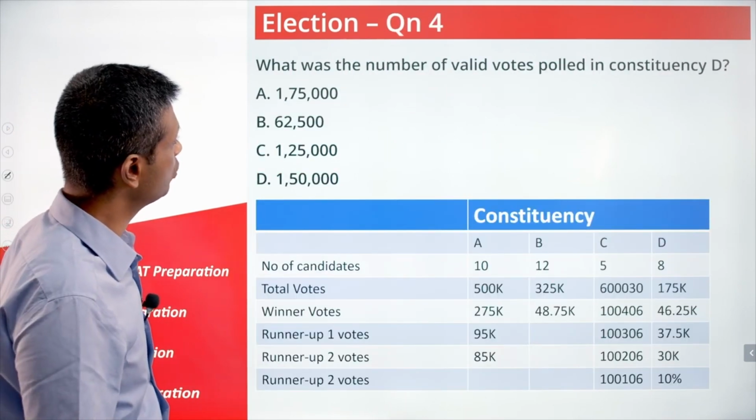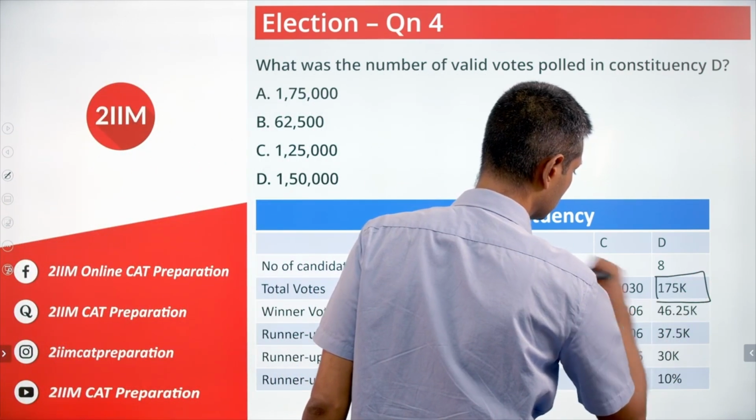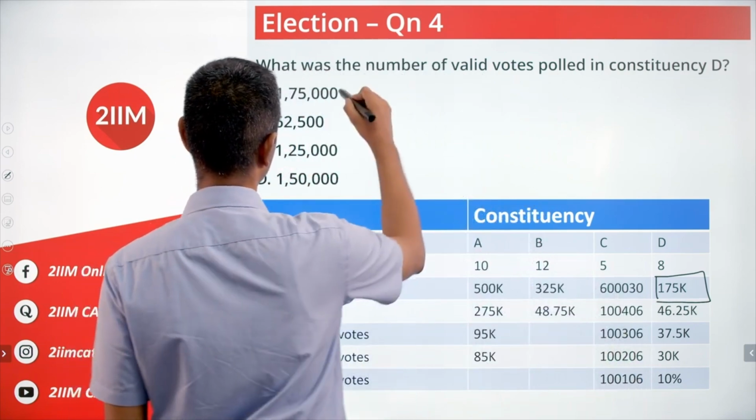What are the number of valid votes polled in constituency D? Got this. 175,000. Done.